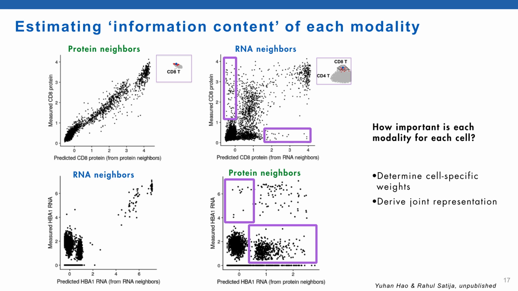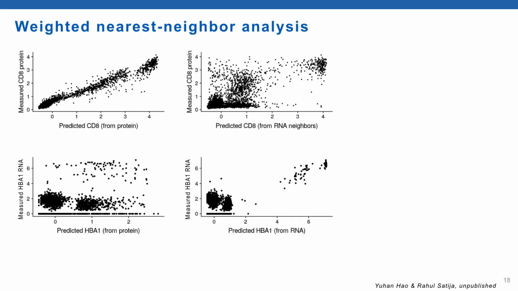And the way that Johan and Rahul are doing this is that for each individual cell, they're determining cell-specific weights. So basically, for each cell, how important is the RNA and how important is the protein, and placing a number on that and then applying those weights to derive a joint representation of the data.